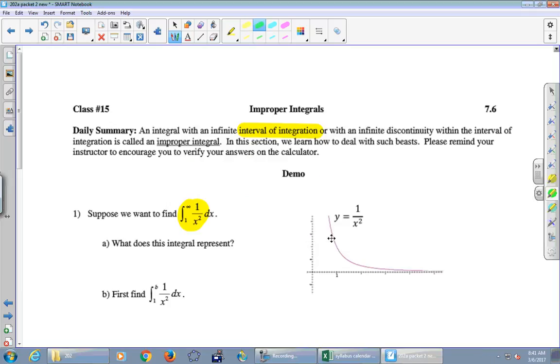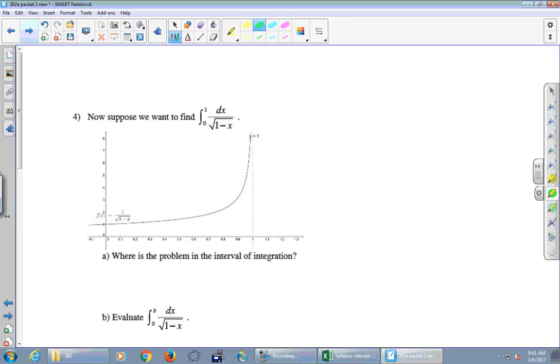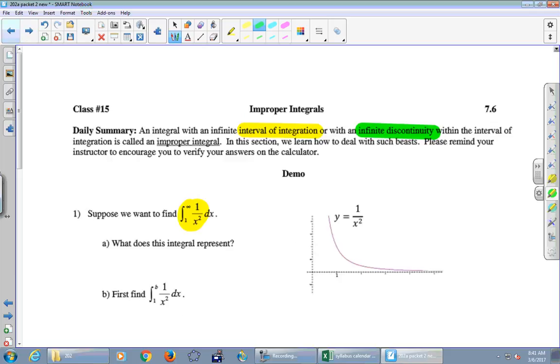Or an interval with an infinite discontinuity within the interval of integration. You can stay where you are, but take a look at this integral right here. Integral from 0 to 1 of the square root of 1 minus x. What happens when I plug 1 in for x? You get division by 0. This is the graph right here. At x equals 1, this thing blows up to infinity. So that's an infinite discontinuity right there inside of that interval of integration. When you get either of those kinds of things, we call that integral an improper integral. In this section, we learn how to deal with such beasts.